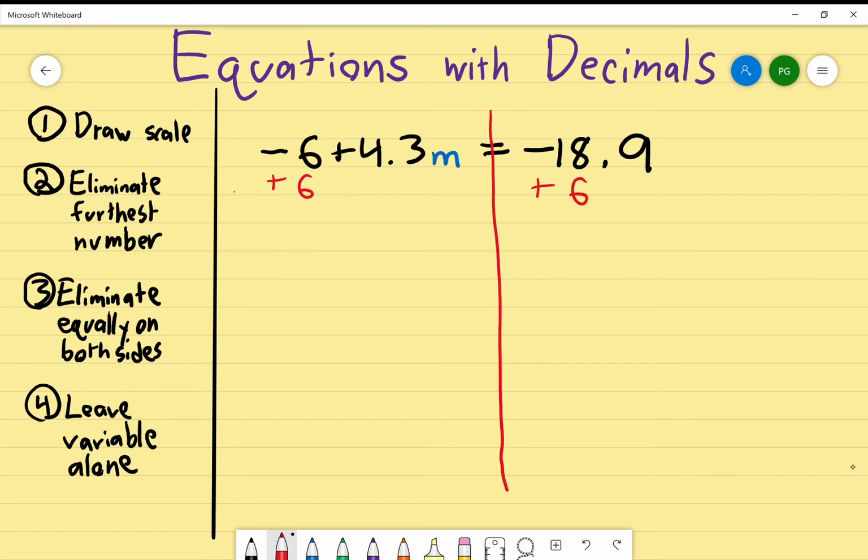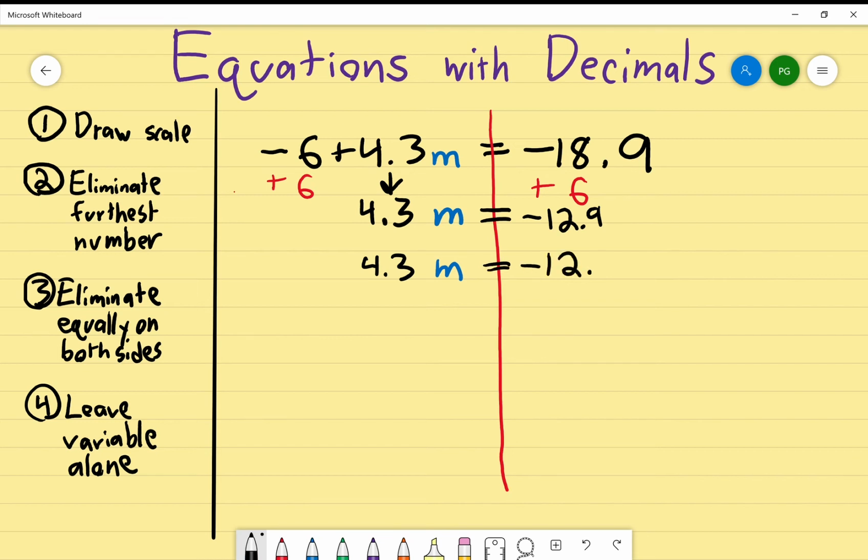Okay, well, negative 6 plus 6, those are opposites. I know the opposites will cancel out. Then I just bring down 4.3m equals, and then you can do it in the calculator or with pencil and paper, which is what you should do. Negative 18.9 plus 6 will give you negative 12.9. I think I wrote these a bit too close together. Let's space it out so that you can see it better. Negative 12.9. Okay, excellent.